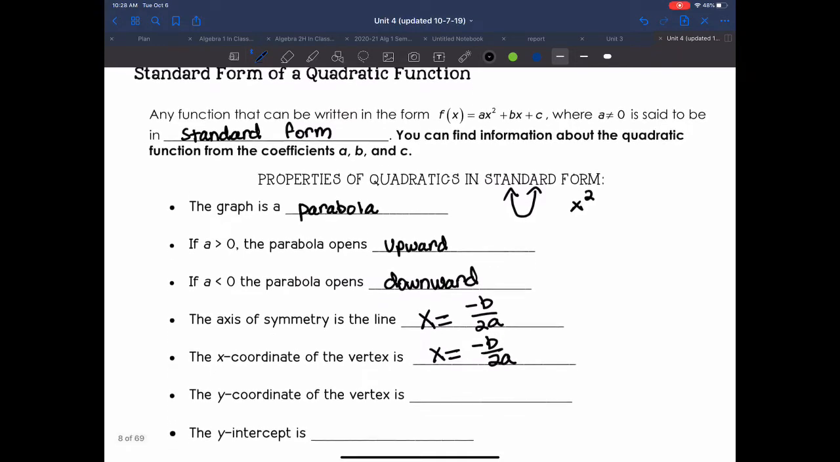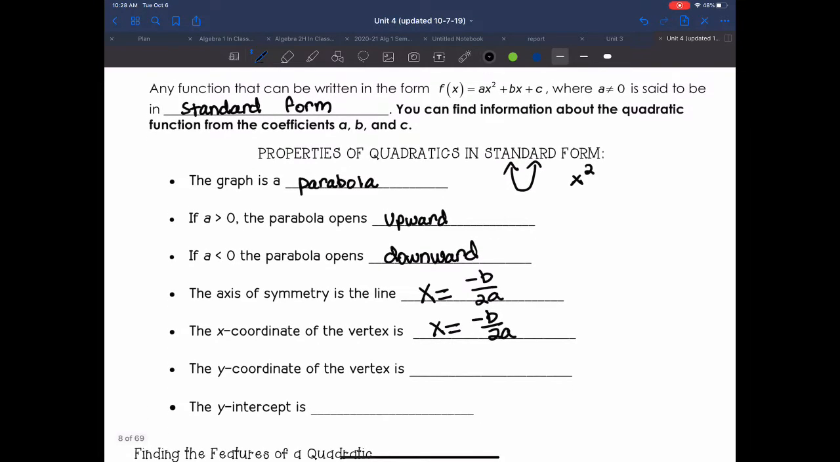Now, to find the y-coordinate of the vertex, all you're going to have to do is plug in whatever you found for x. So f of negative b over 2a, and that's going to give you your y value. So first things first, you use the formula negative b over 2a to find your x-coordinate, and then once you find it, you can simply plug your x-coordinate into the function and figure out what the y value of the vertex is going to be.